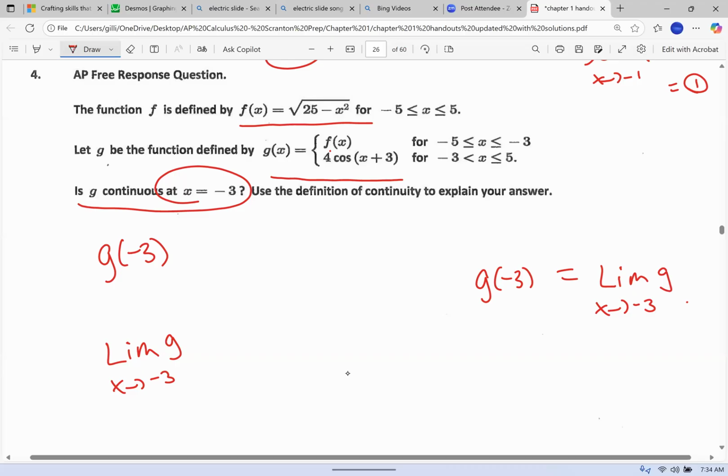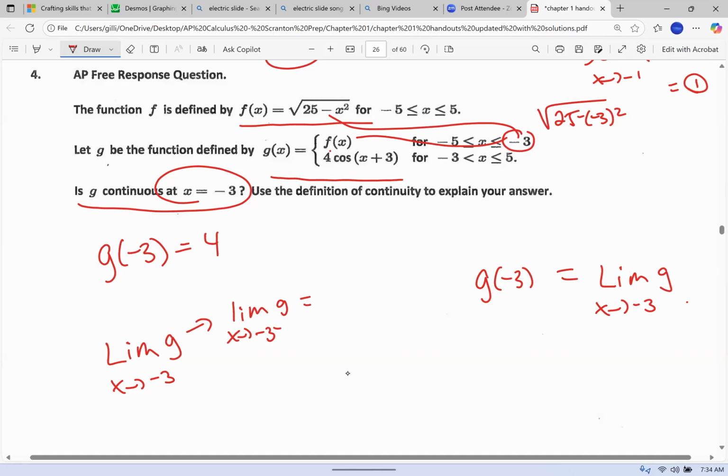So where's g equal to -3? I think that's consisting right here, and that's into the function f, which I have to go back up in here. So 25 minus -3 squared, 25 minus 9 is 16, and the square root of 16 is 4. But we do have to show supporting work. So we have to take the limit as x approaches -3 from the left of g, and take the limit as x approaches -3 from the right of g.